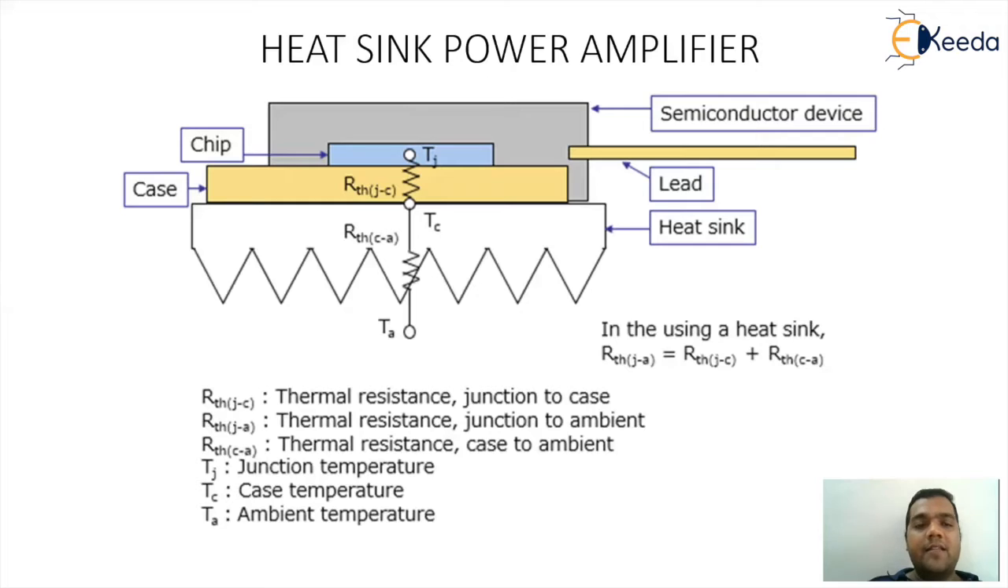That's the reason we see the term theta JC, or Rth JC, as the thermal resistance between junction and case. Theta JA is the thermal resistance between the junction and the air, and theta CA is the thermal resistance between the case and the air. Since there is a problem of propagation of heat, we need to provide an additional element that will support the flow of dissipated power easily from the device to the air. That's the reason we use a device called a heat sink.